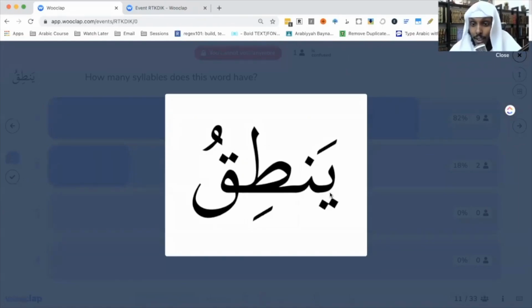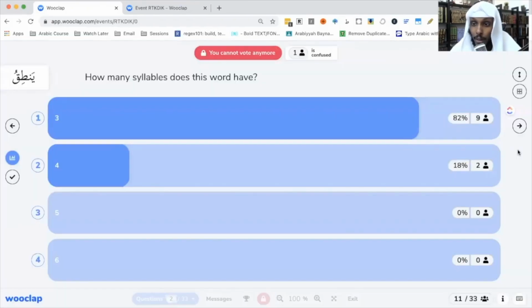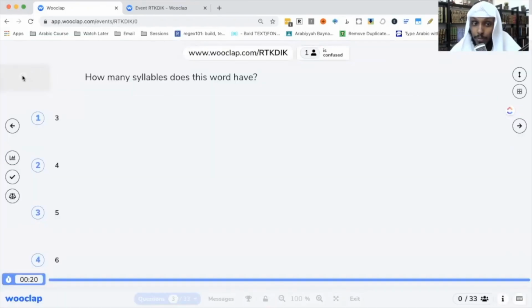Here we have yen. So this syllable over here consists of a consonant or a voweled letter followed by an unvoweled letter. So yen, tiqu. So it's 3 syllables because this letter has sukoon or it doesn't have haraka. So we need to join it. Yen, tiqu. 3 syllable word. Okay? No problem. Next one.